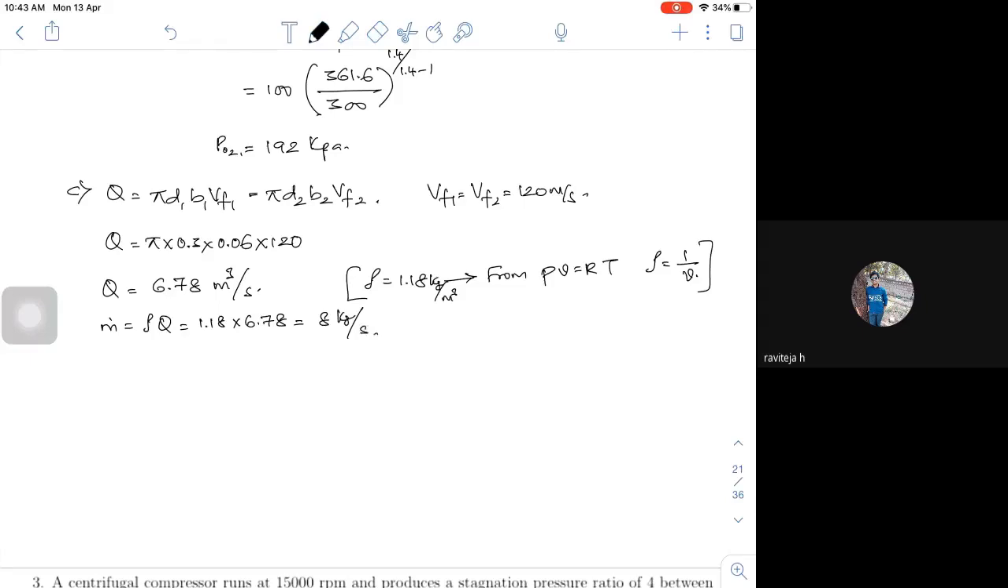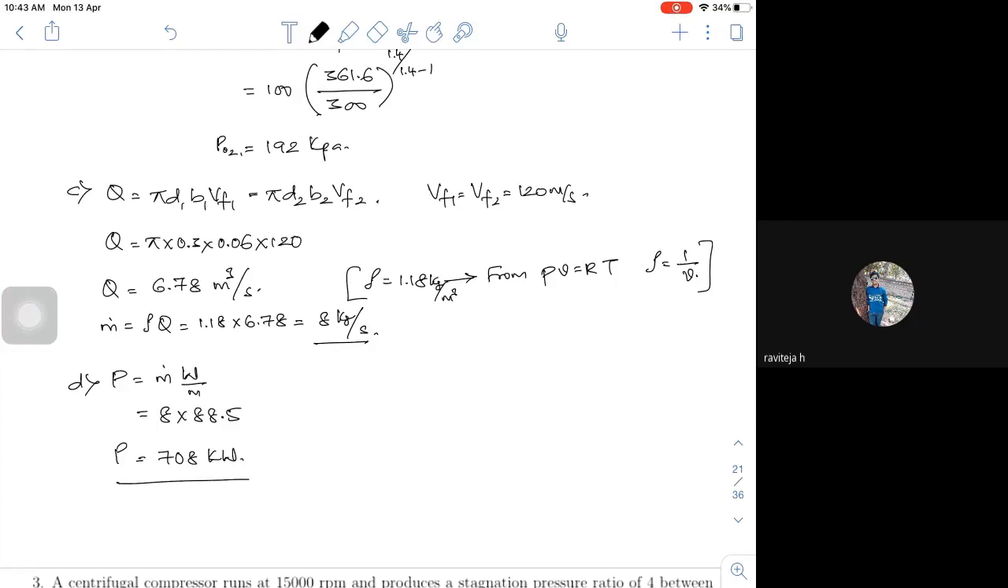Now, what is the power required? Power required is your mass flow rate into the specific work W. So this is 8 into 88.5 kilojoules per kg, which is W by m. If I do that, this is 708 kilowatts. So the power requirement is 708 kilowatts, and the mass flow rate is 8 kg per second.